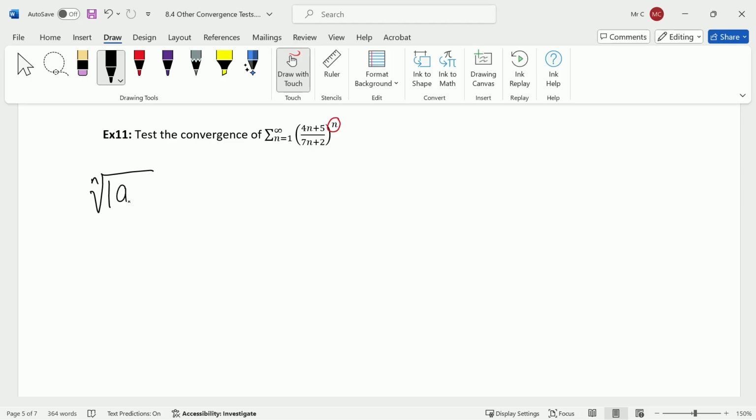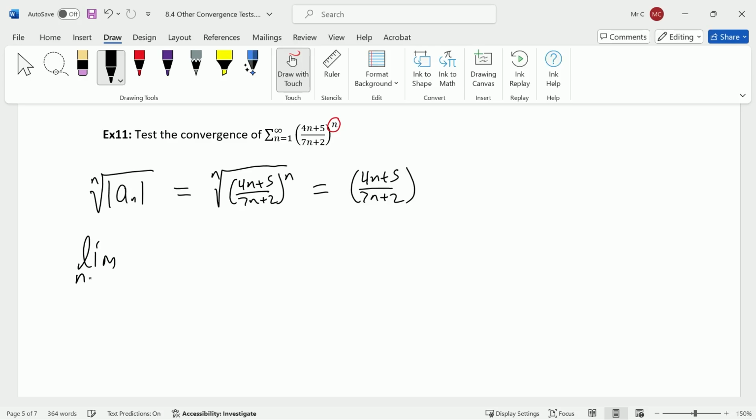So if we take a look at the nth root of the absolute value of a sub n, that's the nth root of (4n plus 5 over 7n plus 2) to the nth power, which in that case, the nth root and the nth power cancel. Now notice, I didn't write the absolute value here because these terms are strictly positive. So I don't need it in this case. I do have to worry about that in other problems. But the nth root and nth power cancel, and so I get 4n plus 5 over 7n plus 2. So that simplifies really nicely.